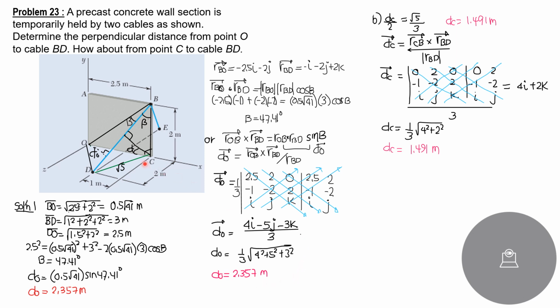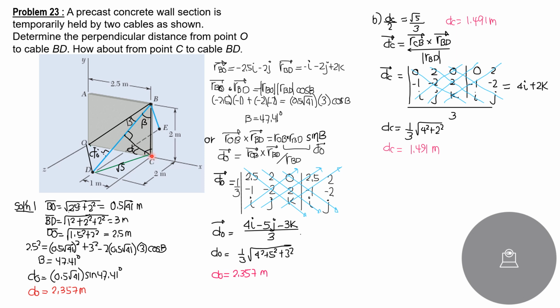Now, how about the perpendicular distance of point C from BD? You may do the same approach, vector or plane trigonometry, but because we have right triangles here, this is horizontal CD and this is vertical BD, so that this is 90 degrees here.